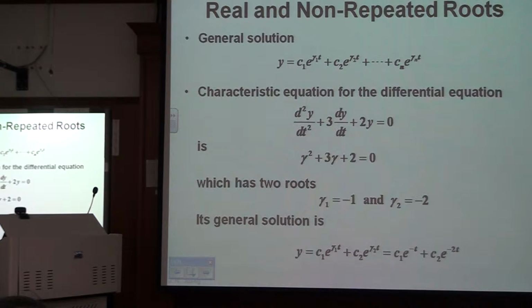It's C1 e^(gamma 1 t) plus C2 e^(gamma 2 t), equal to C1 e^(-t) plus C2 e^(-2t), because they are distinct. The roots are non-repeated, so you can write it in terms of C1 e^(-t) plus C2 e^(-2t). Now, what is the significance of these solutions?